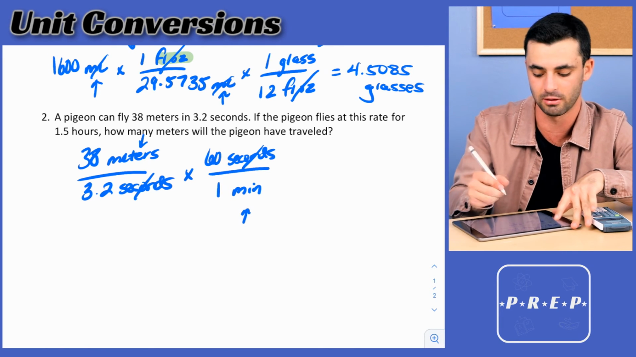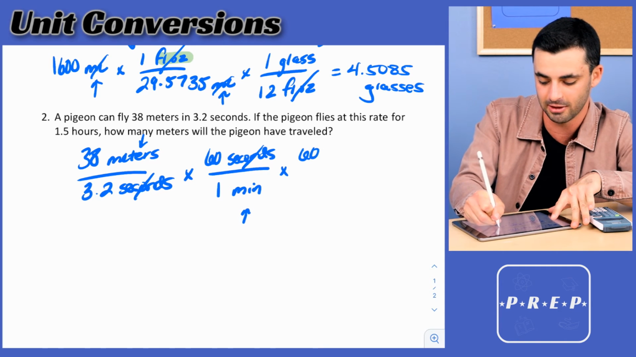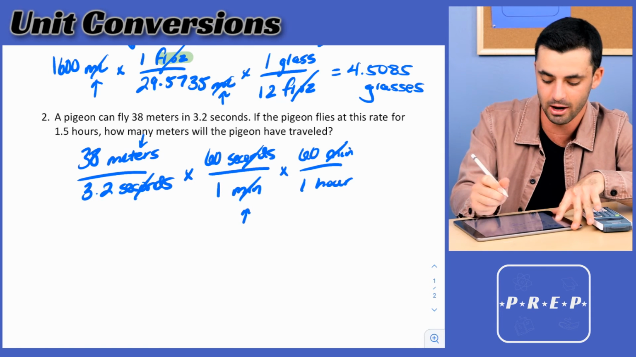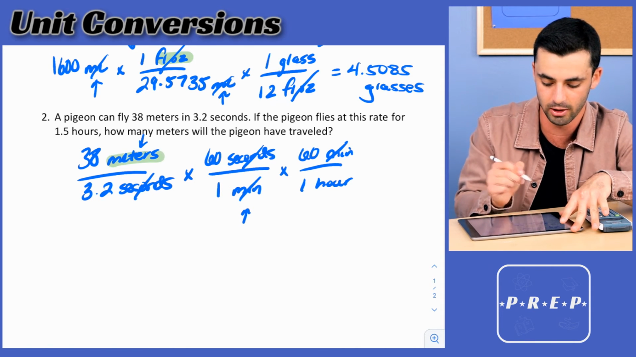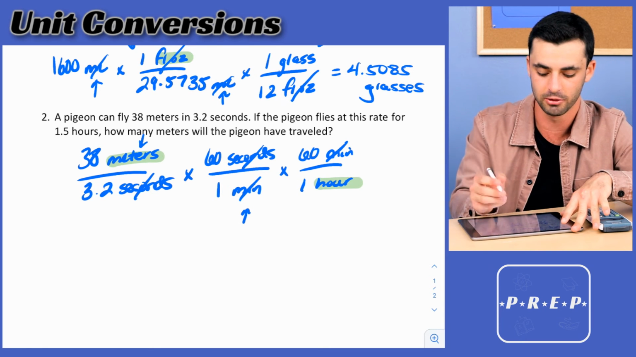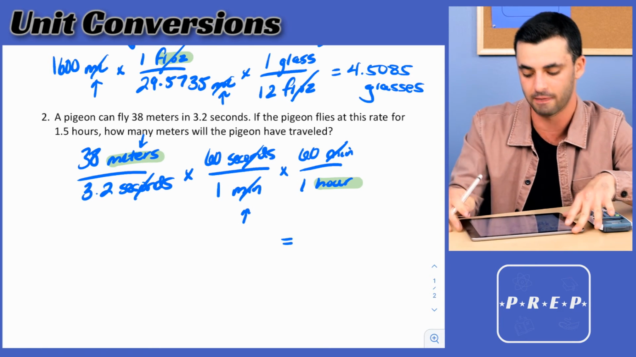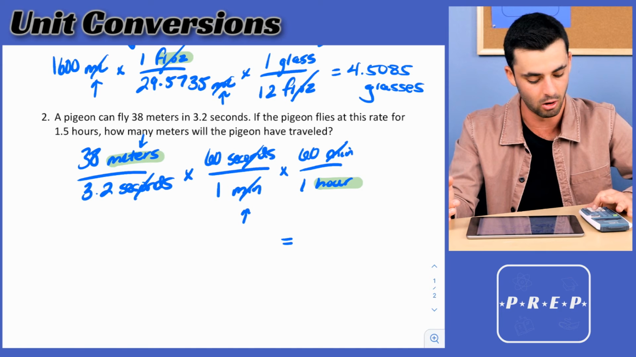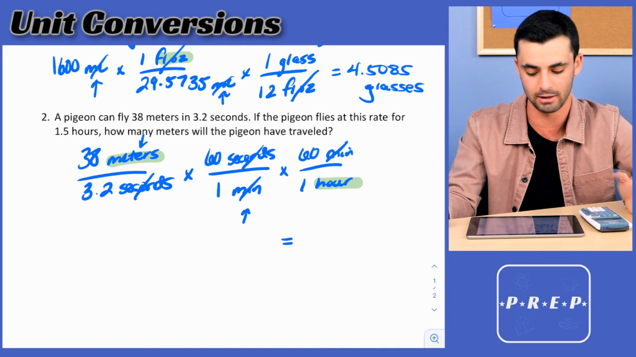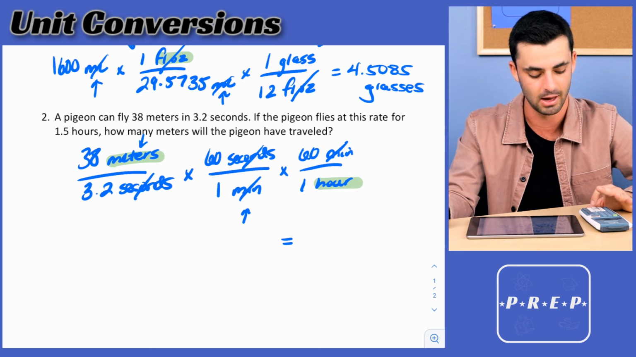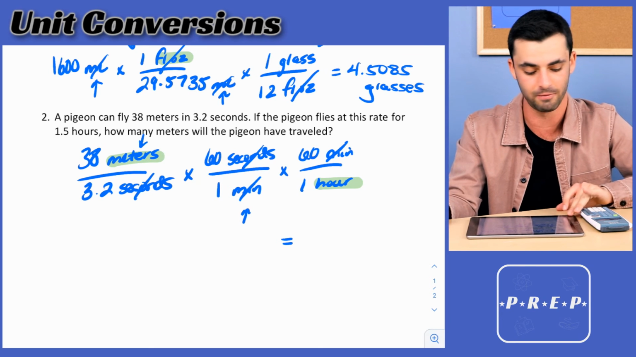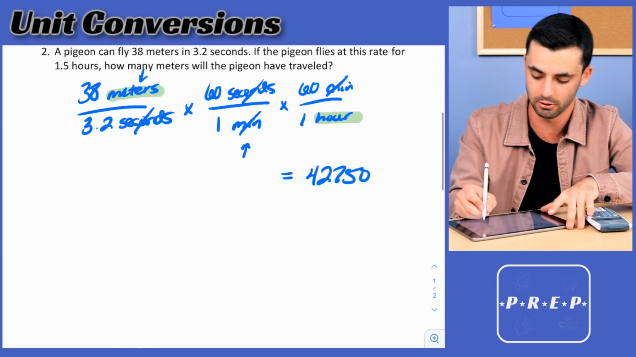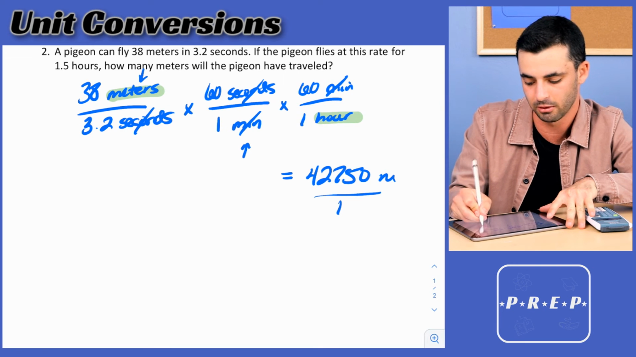But we're not done. We have to convert to hours. So I have to multiply this by 60 minutes over 1 hour. And now my minutes cancel, and I'm left with meters in the numerator and hours in the denominator. So now when I carry out this operation, I'll have meters per hour, and this is going to get me rather close to my final answer. Here, 38 over 3.2 is 11.875. Then I'm going to multiply that by 60 and times 60 one more time to get 42,750. That is how many meters the pigeon travels in 1 hour.